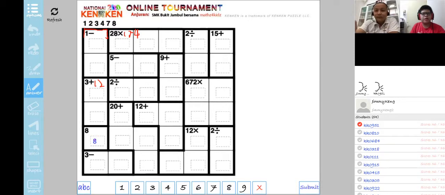And since there's a 4 here, we can fill in 3 and 4 very quickly, and the remaining number 7 goes here and 4 goes here. Okay, and then the other one is 15 plus, which is also very obvious. It is 7 plus 8, and since there's already a 7 on the top row, therefore here it's 8 and 7.